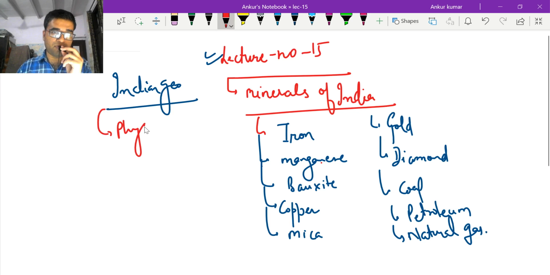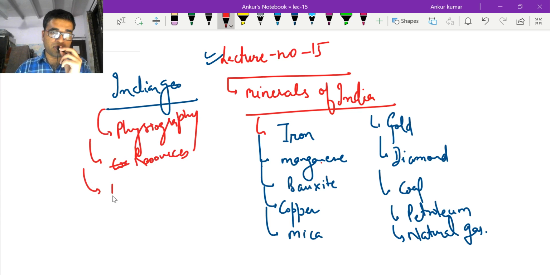We finished the physiography of India. We had finished the resources of India. We had also finished agriculture. Now we are going to take up the minerals of India.